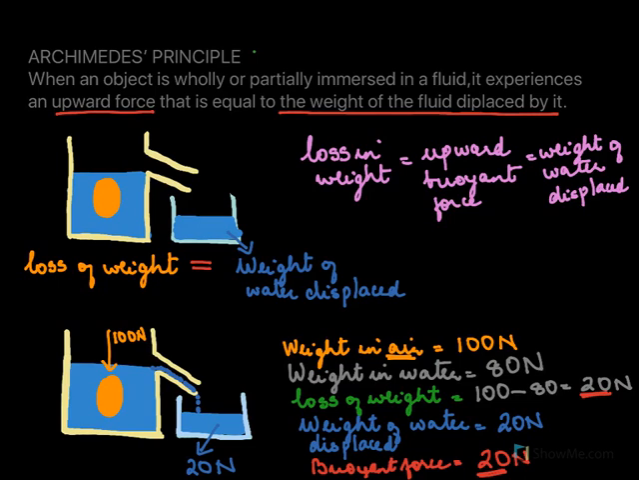Let me mark these three quantities here. The loss of weight, the weight of the water displaced, and the buoyant force. All are 20 newtons in this example. So remember again, the loss in weight is equal to the upward buoyant force, which is equal to the weight of the water displaced.